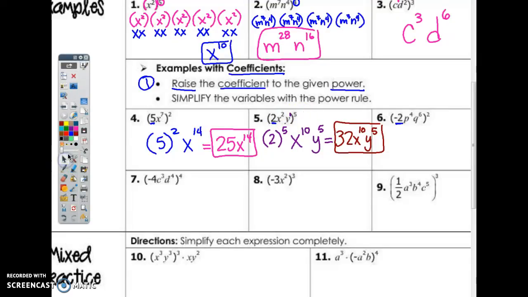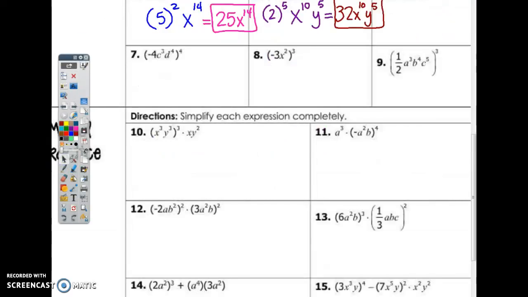So let's see if there's something that's harder. Okay, let's do number 9.